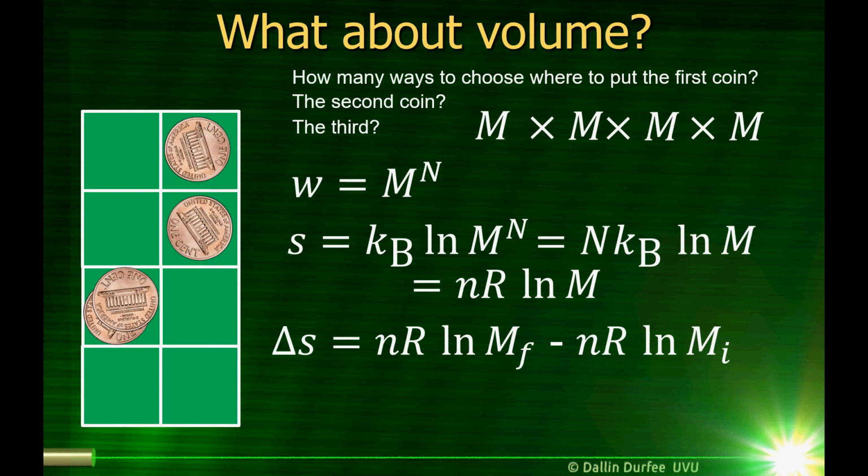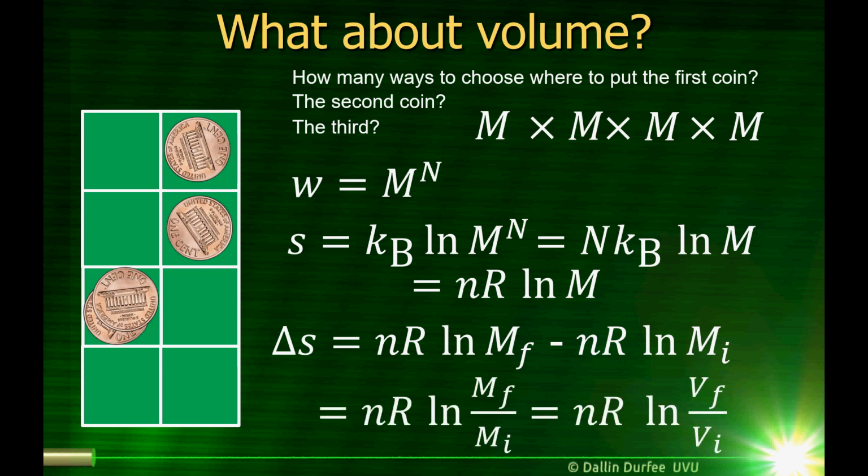So the change in entropy as I change the volume, as I change the number of boxes, is just nR times the natural log of the final number of boxes minus nR times the natural log of the initial number of boxes. I can use a log identity again and combine that. That's nR times the natural log of the ratio of the number of boxes in the end to the number of boxes I started with. But the number of boxes is just proportional to volume. So the change in entropy is just nR times the natural log of volume final over volume initial. That's exactly what we found when we did the ideal gas entropy. Right there. So the same thing works.